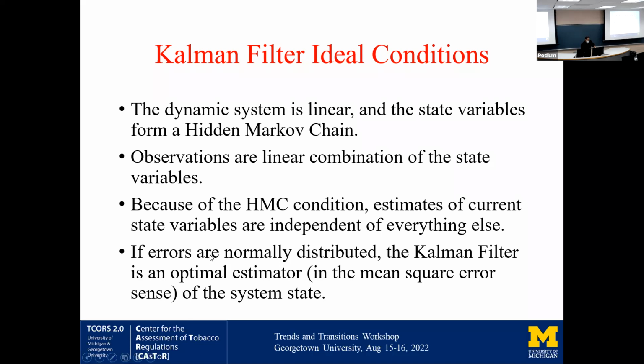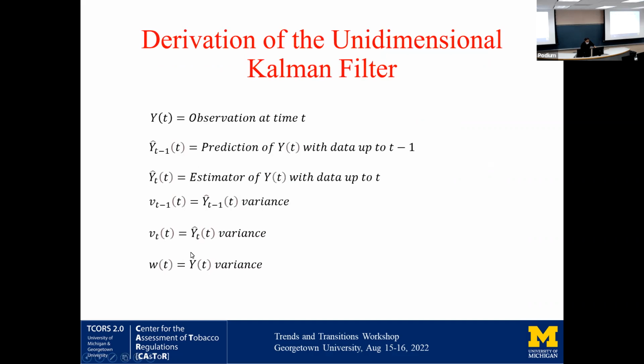So if errors are normally distributed, then the Kalman filter is an optimal estimator of the system state in the mean square error sense. If the errors are not normally distributed, or for some reason you mis-estimated the noise in your measurements, then at least it's the best linear estimator. So out of all the linear estimators, it is the one that produces the minimum variance or minimum mean square error.